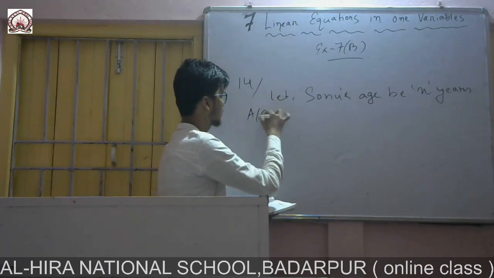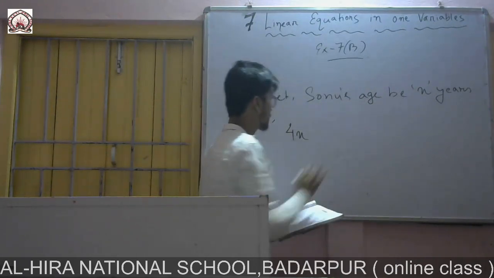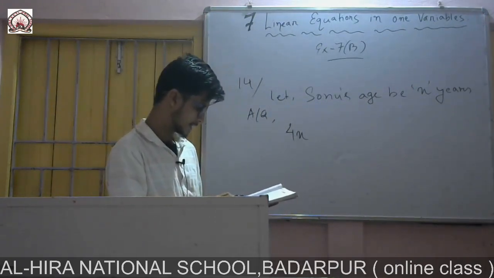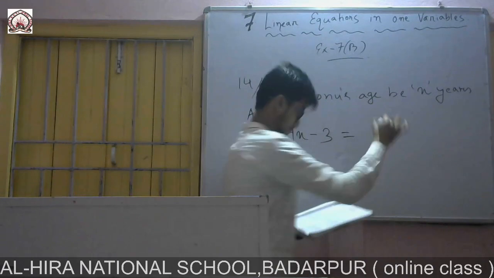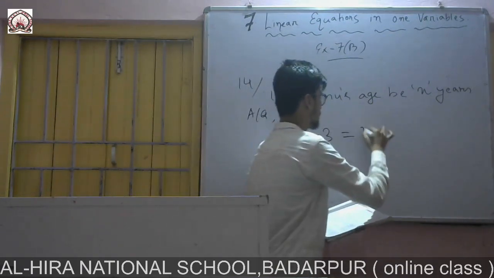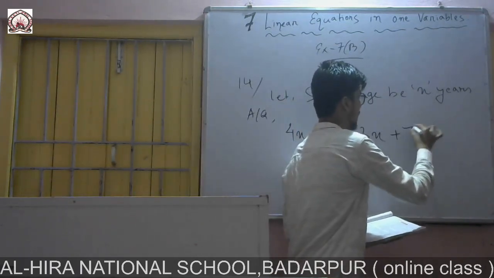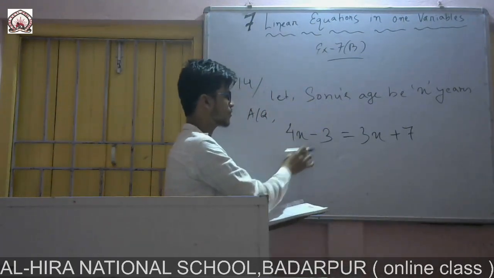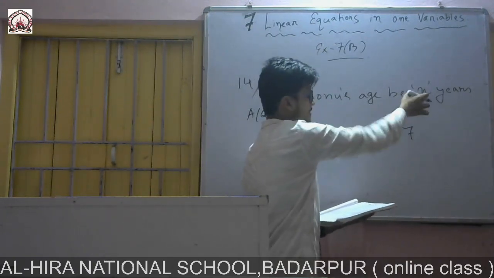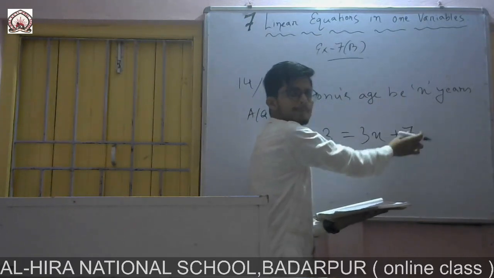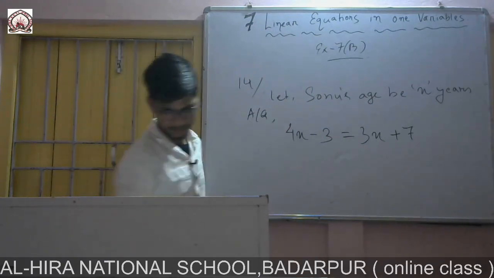So according to the question, it is given that 4 times Sonu's age, that means 4 into x, decreased by 3, decrease means minus 3, equals 3 times his age, age is x, that means 3 into x, increased by 7, increase means plus 7. So now you solve this one, you will get the answer.